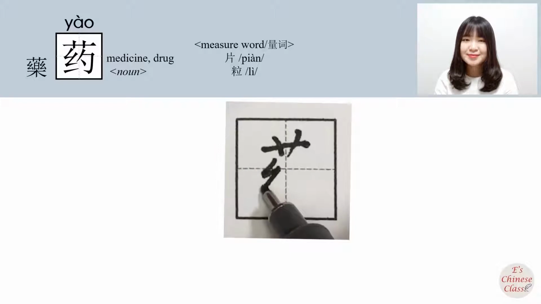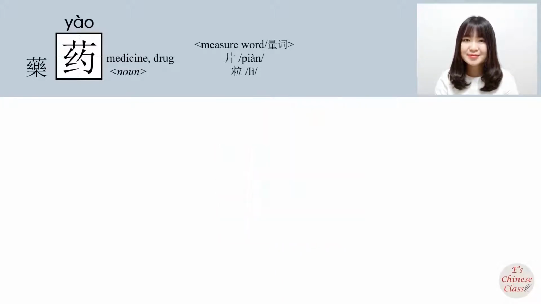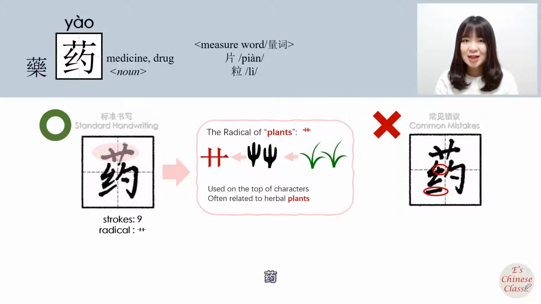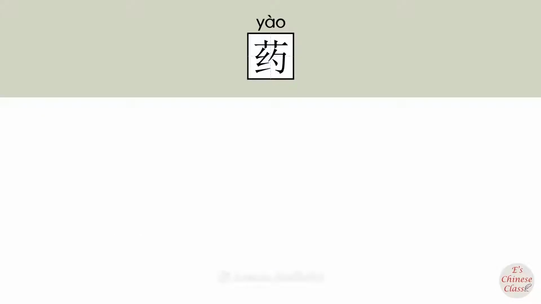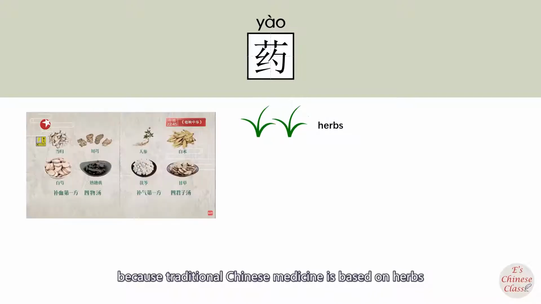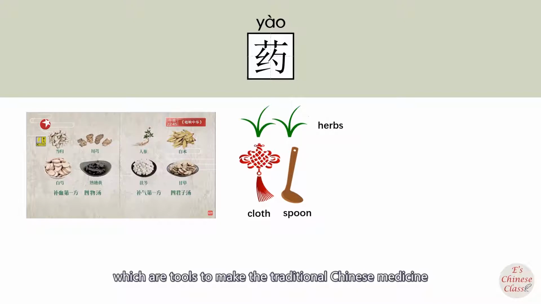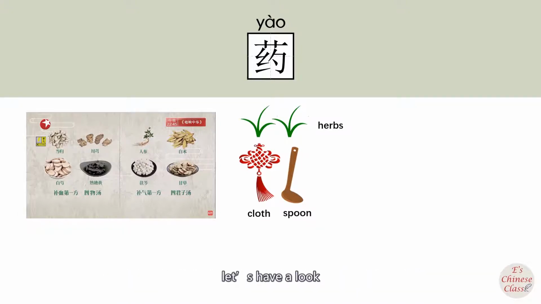Yao means medicine. The upper part refers to grass, because traditional Chinese medicine is based on herbs. The lower part refers to the cloth and the spoon, which are tools to make the traditional Chinese medicine. So this character shows the process of making the medicine. Let's have a look.